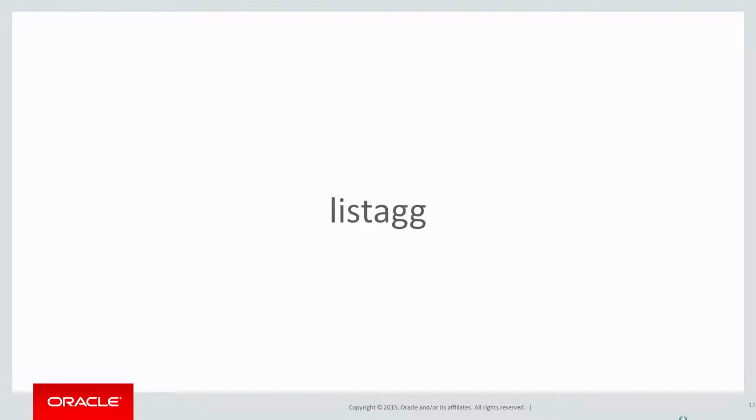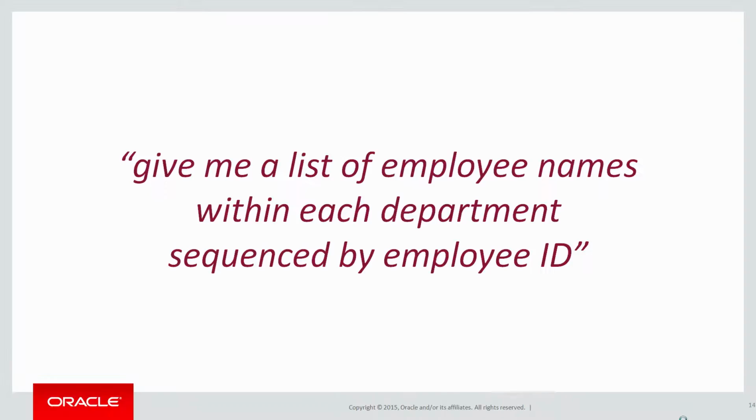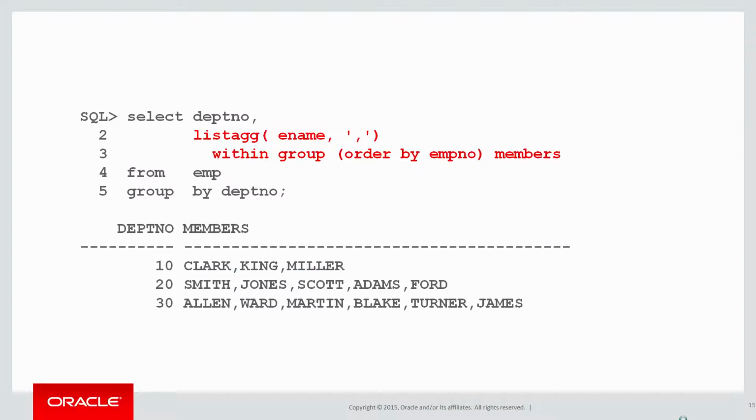Let's recall, for example, ListAg. Here is an example of a requirement. Give me a list of employee names within each department sequenced by employee ID. A couple of videos ago, we saw that the answer would look something like this. The beautiful thing about analytics is that the answer is quite close to the actual syntax of the question. It leads you nicely into it.